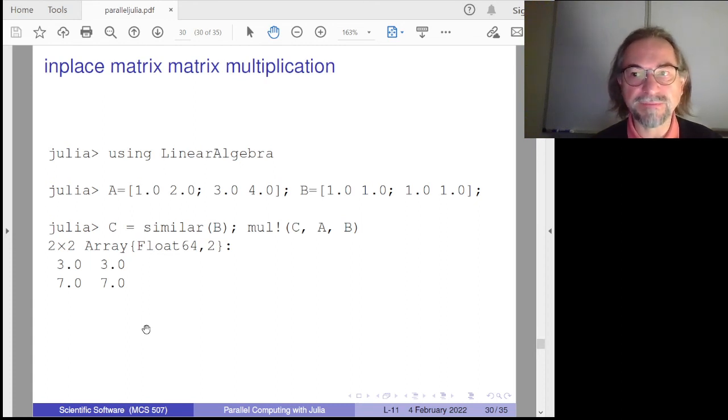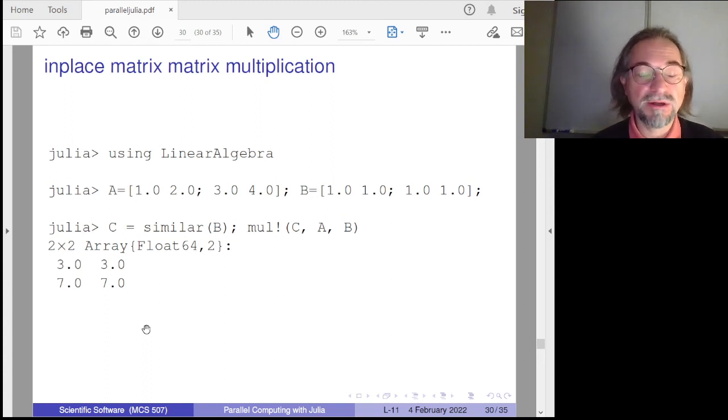So there's a lot of effort that has been spent to make this run much more efficiently. Here we have the matrix multiplication, where we do this in place. So we declare a similar matrix to B, and then we do the in-place multiplication of A with B.